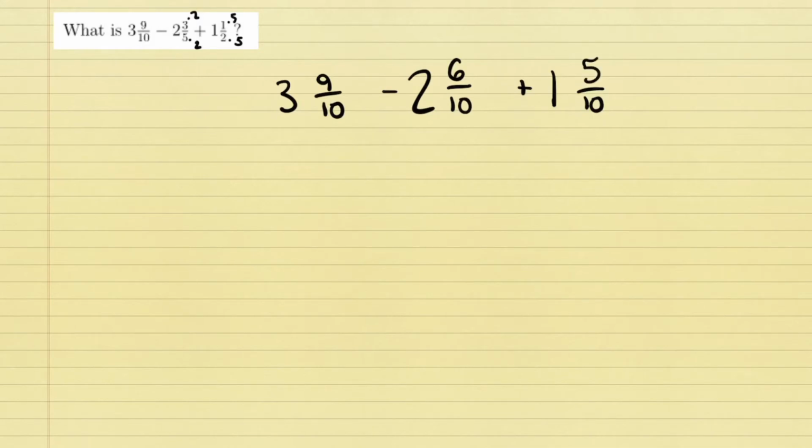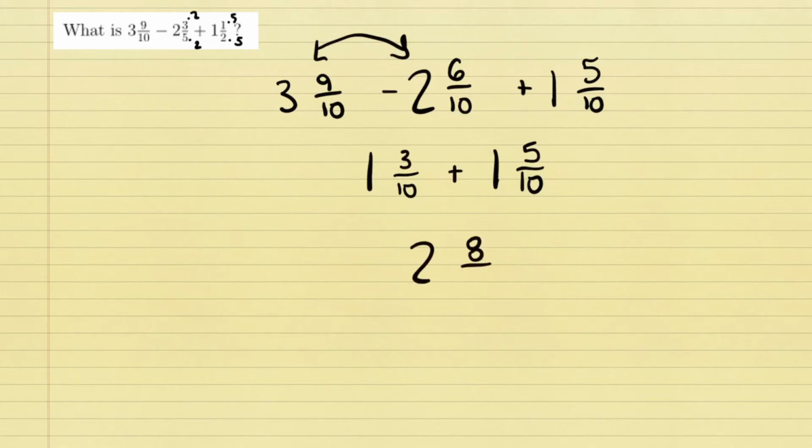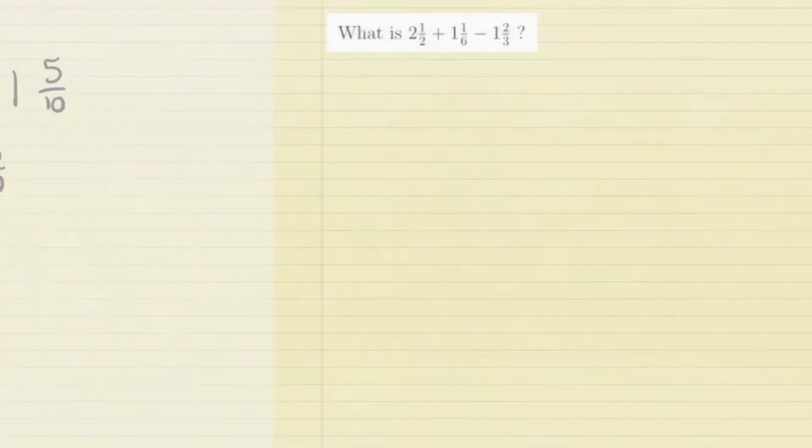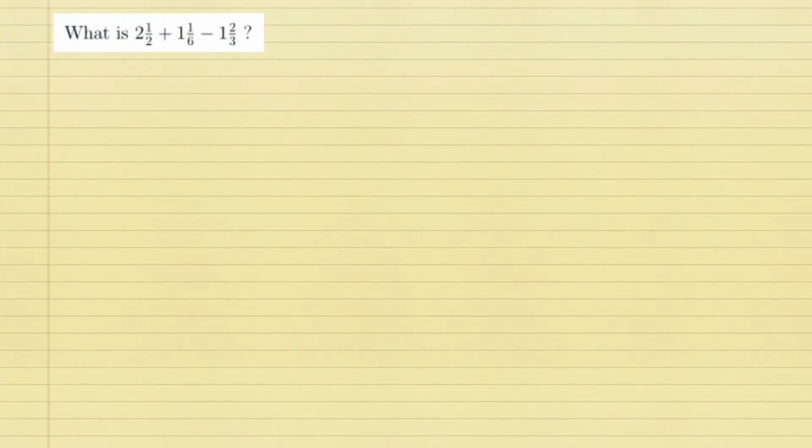Now I can subtract straight across, so 3 minus the 2 is 1, the 9 tenths minus 6 tenths is 3 tenths. So that was just subtracting these two items. And then I can add the 1 and 5 tenths, so I'm just going to go in order left to right. So if I keep adding, I'm going to get 2 and 8 tenths, which I know can simplify, but that's the correct answer. Let's go to our next one. I think we have 3 problems left or so.